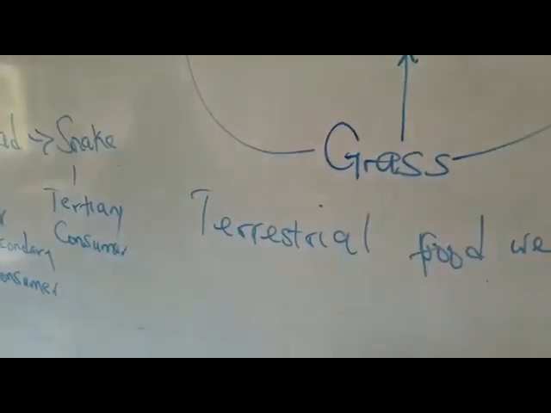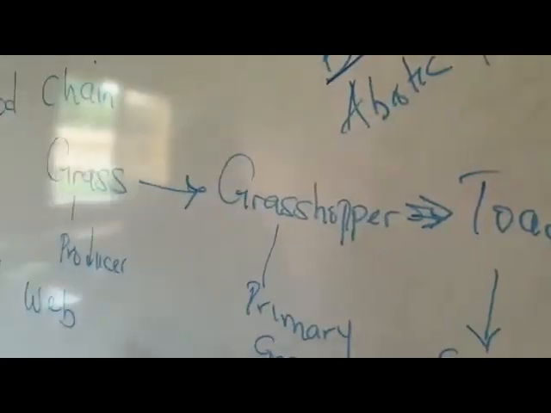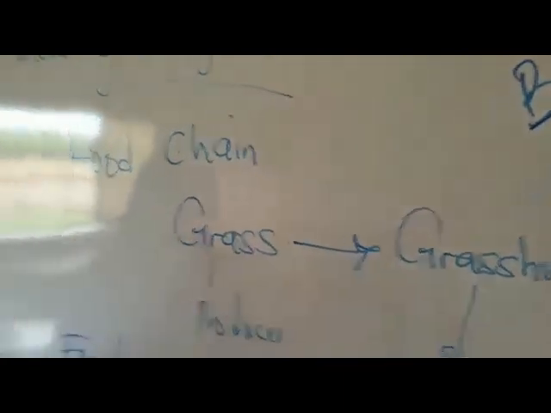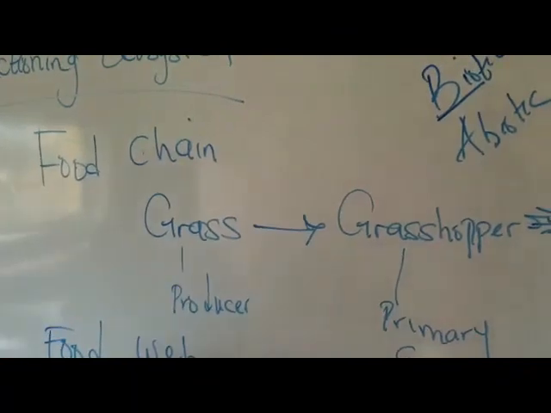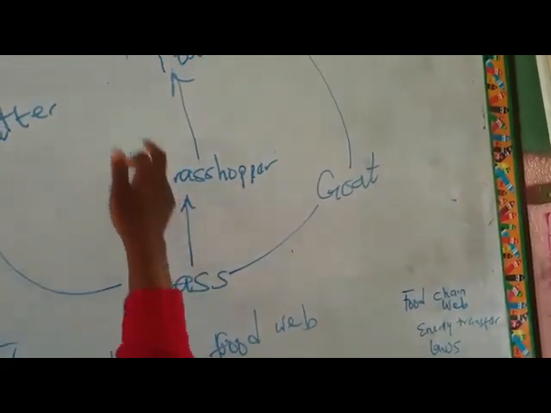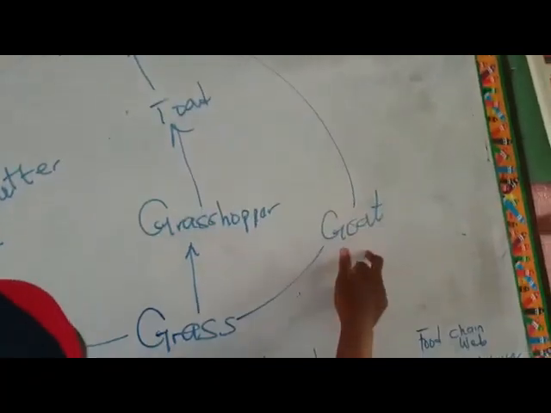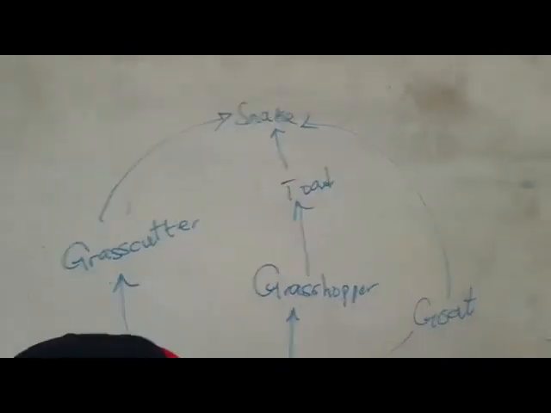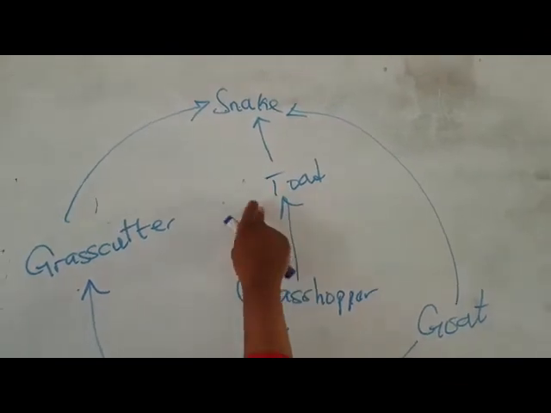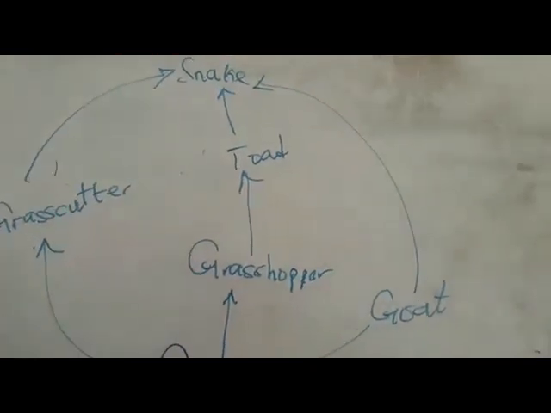Unlike a food chain, which represents a linear feeding relationship between organisms, in real life, take grass for instance, let's say elephant grass, it is not only grasshopper that is feeding on the elephant grass. There are other organisms that are feeding on it, and that is why we have the food web. So we have our grass here, which is eaten by grasshopper, the grasshopper is eaten by goat, which is eaten by snake. The same grass is eaten by goat and this goat is eaten by snake. So as we have it here, we have our producer, primary consumer, secondary consumer, and tertiary consumer. Here we have producer, primary consumer, and secondary consumer. The same with the other side.